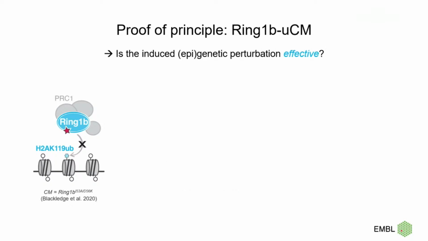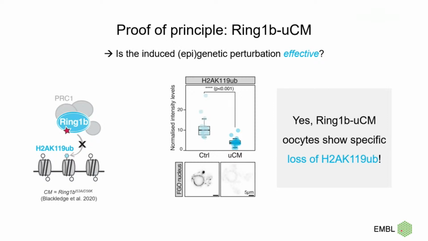But the really key question was whether it was effective. And as a proxy of whether we are actually making unmasked catalytic mutants, we use levels of the chromatin mark. And the answer was very happily yes. So upon unmasking of the catalytic mutant, we can see a robust reduction of H2A K119 ubiquitination in the nuclei of FGOs, meaning that the strategy is in principle working.